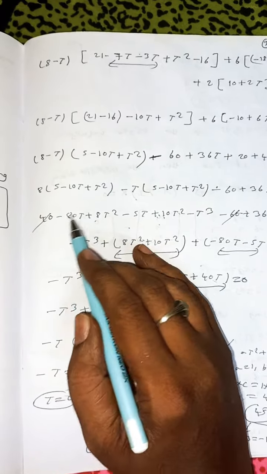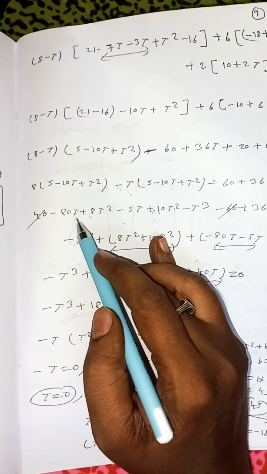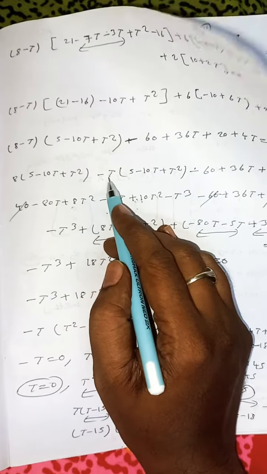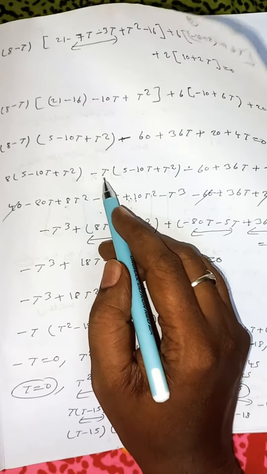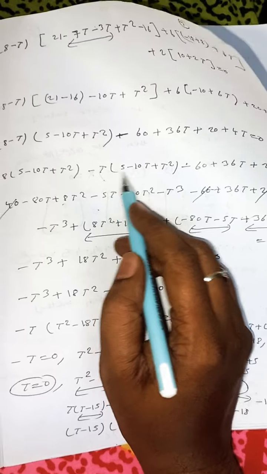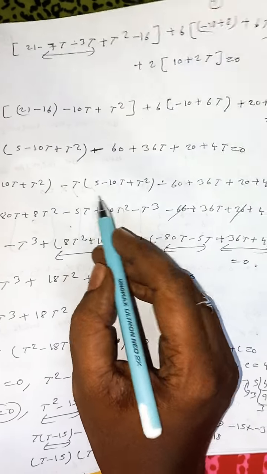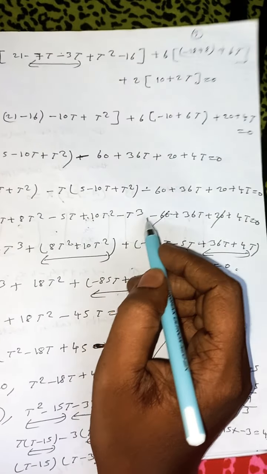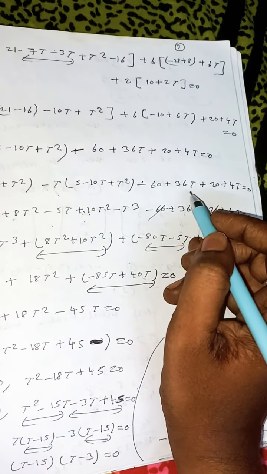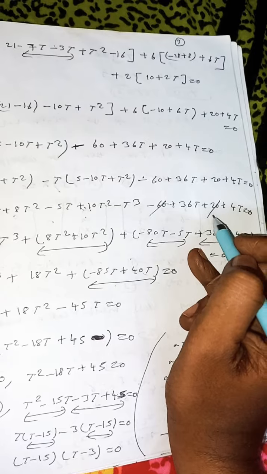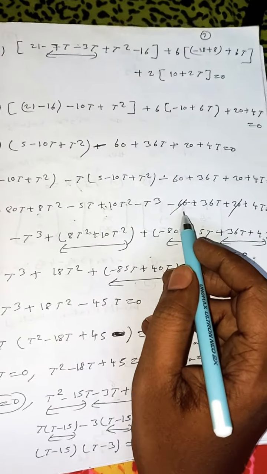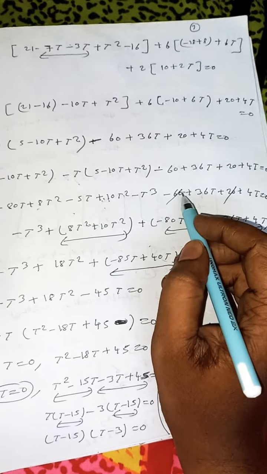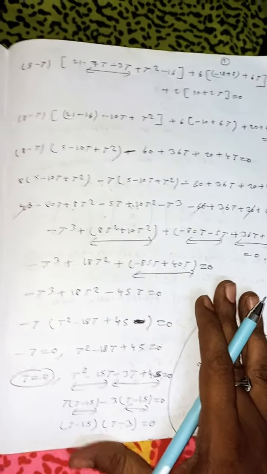So 8 into 5 is 40, 8 into minus 10 lambda is minus 80 lambda, 8 into lambda square is 8 lambda square, minus lambda into 5 is minus 5 lambda, minus into minus plus lambda into 10 lambda is 10 lambda square, minus into plus is minus lambda into lambda square is lambda power 3, minus 60 plus 36 lambda. This I wrote as it is. See here the constants: 40 plus 20 is 60, and plus 60 minus 60 gets cancelled directly.